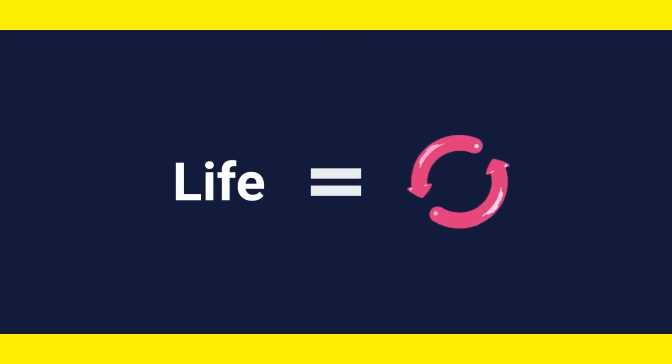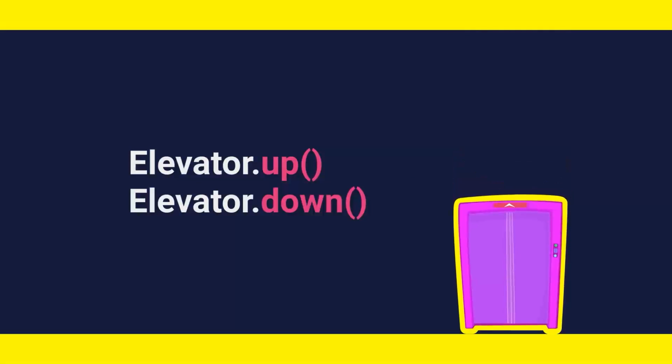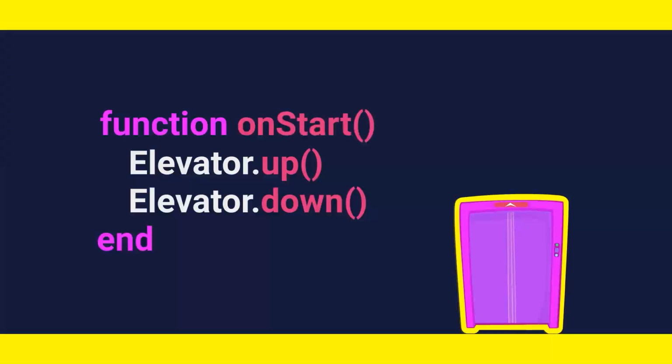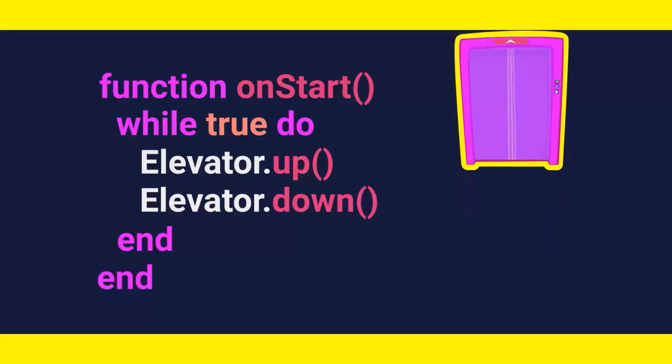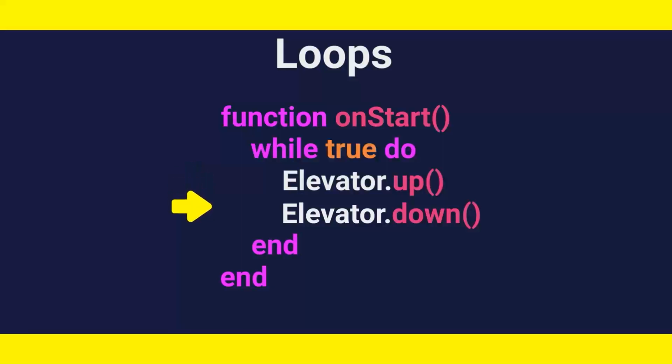Life is full of repeating patterns, like an elevator going up and down. In programming, if you're going to repeat a pattern, it's good practice to put that pattern into a function. If you want to repeat that function multiple times in a row, you'd use a loop. A loop is a sequence of instructions that is constantly repeated until a certain condition is reached.